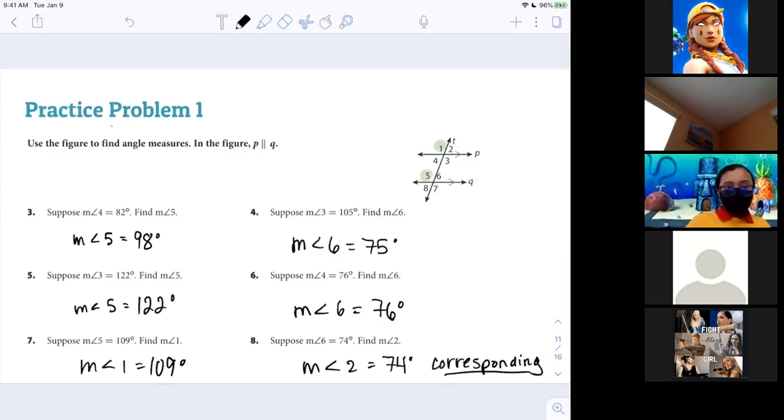All right, any questions on this whole set of problems? It was tricky at first, but you just have to remember your definition. There's only two things you'll be doing. You either have the same measurement or you subtract from 180 depending on their relationship to each other.